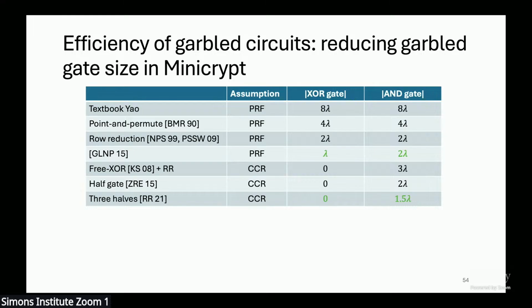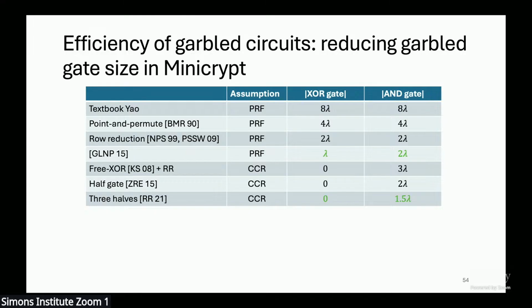then you have this free XOR trick, which allows you to garble XOR gates completely for free, at least in terms of communication. So you don't have to send anything for XOR gates in the circuit. Now this is nice because it also matches what you get for GMW, where you don't have to pay for XOR gates in a Boolean circuit. And then the state of the art for AND gates is this three halves paper by Roy and Rosulek from 2021, where the size of the AND gate is 1.5 lambda bits.